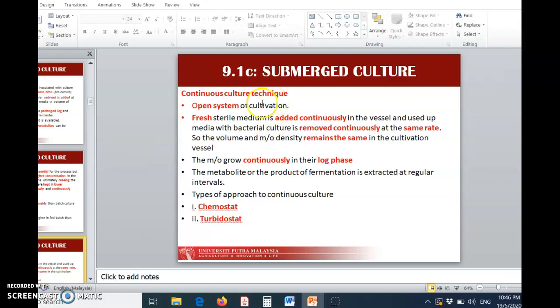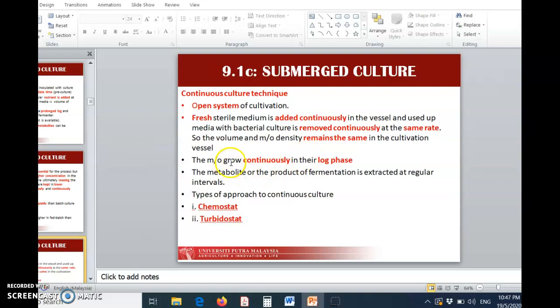Okay, the last one, which is a continuous culture technique, is an open system of cultivation. Fresh sterile medium is added continuously in the vessel, and used up media with bacterial culture is removed continuously at the same rate. So we add the nutrients, and at the same time we remove the waste and also some of the bacteria. So the volume and the microbial density remains the same. So if we just remove the nutrient and the waste, but we left the bacteria inside the fermentation tank, the microbial density might increase. So we remove them as well.